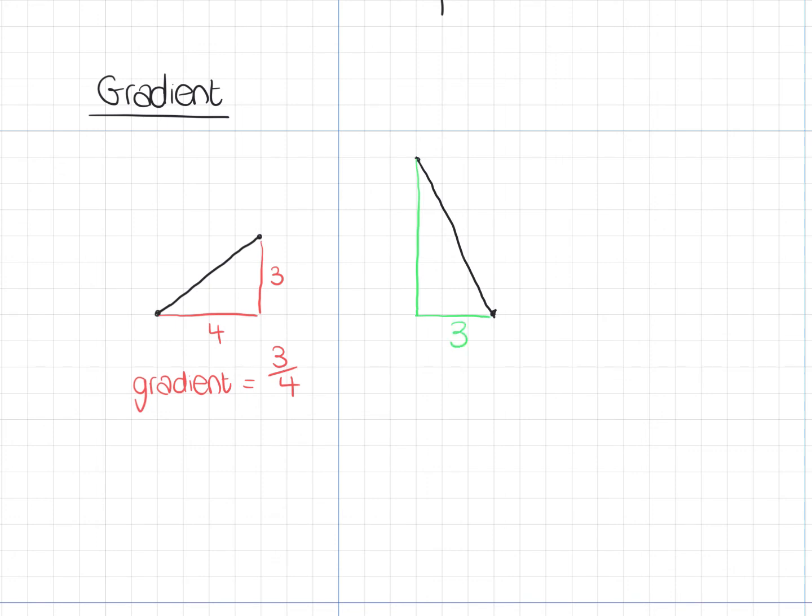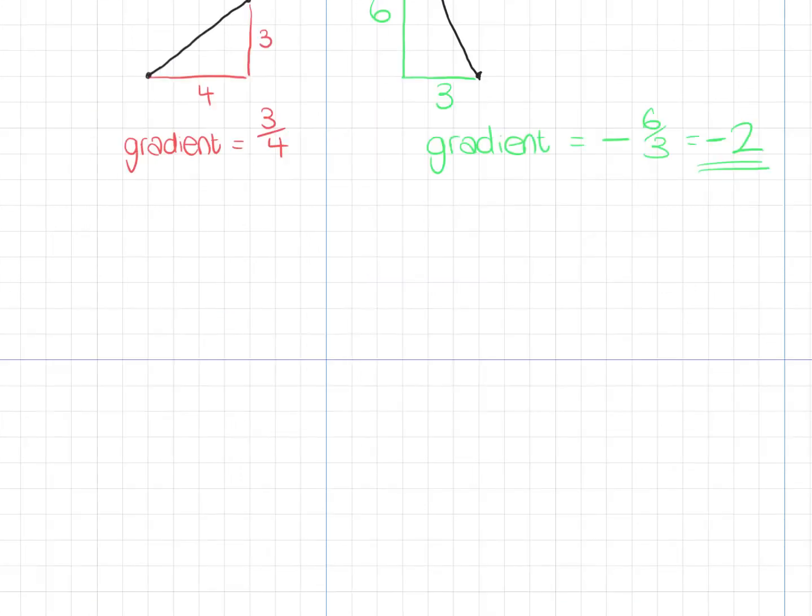If we do the same, we just measure our little triangle distances. This is 3 squares across. Going up, I'm going 1, 2, 3, 4, 5, 6 squares up. So the gradient is, and I'm going to put a big minus at the front because I know this one's sloping down if I go left to right, that one's sloping up. So sloping down, it's a negative. And then the rise over the run, the height over the base, 6 divided by 3. And I know that 6 divided by 3 is 2. So the gradient of that line is -2.